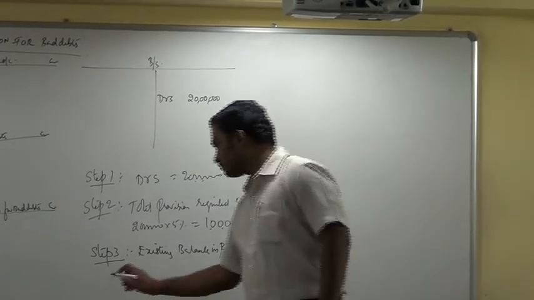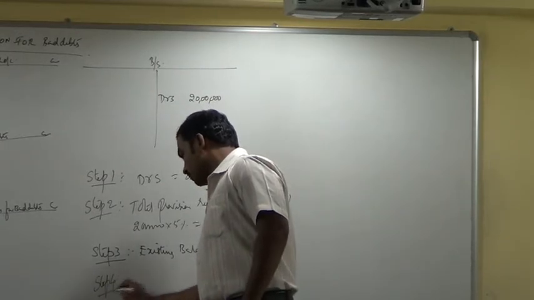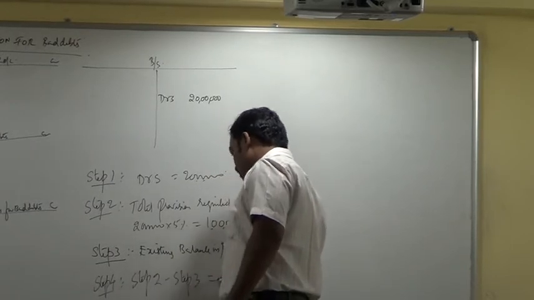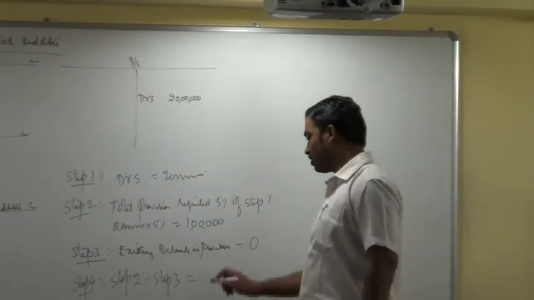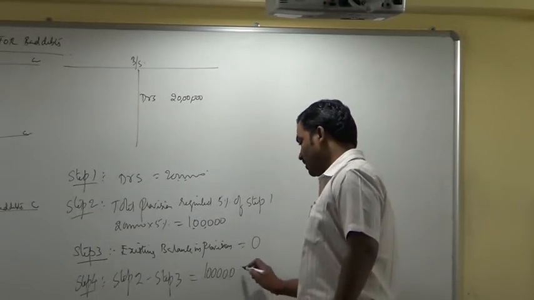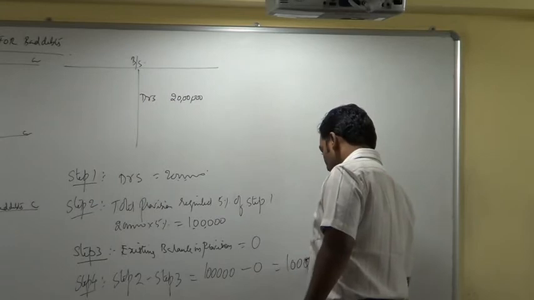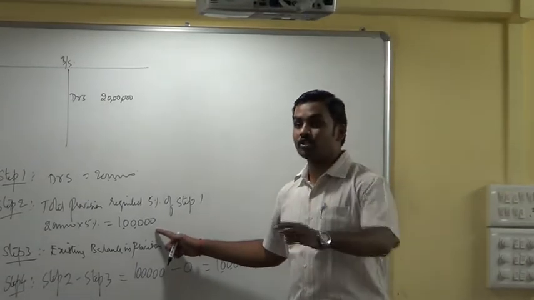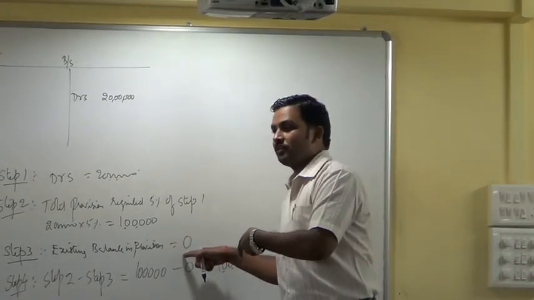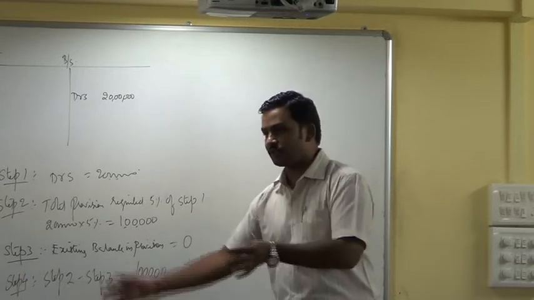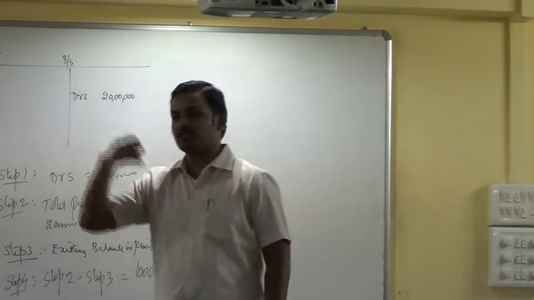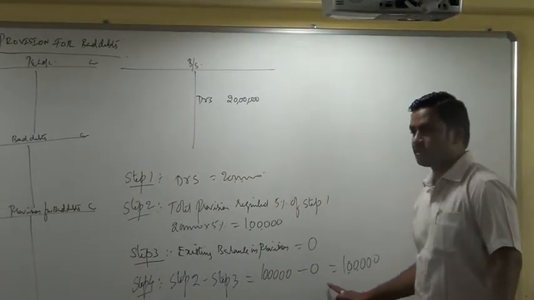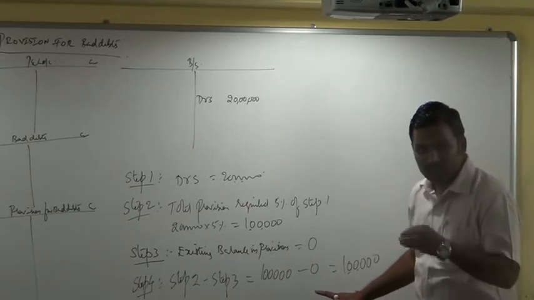Okay. Step 4. Step 2 minus step 3. Step 2 is how much? 1 lakh. Step 3 is 0. Answer is 1 lakh. This is the provision totally required, 1 lakh. This is the current provision available, 0. That means we have to transfer entire 1 lakh rupees from the profit and loss account to the provision for bad debts account. If the answer for step 4 is positive, that means there is a shortage in provision.